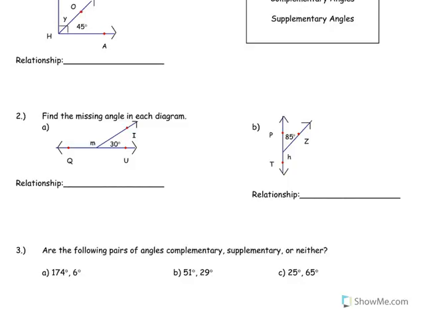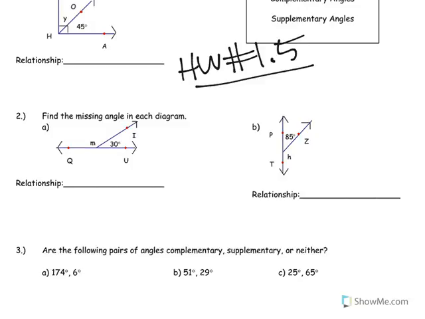These are going to be some hints on homework number 1.5, angle relationships. If we're looking at number 2B, I'm going to go through that one. The first thing I want to talk about is the relationship. It says find the missing angle in each diagram. So 85 is the angle that they gave me, and H is the missing angle.